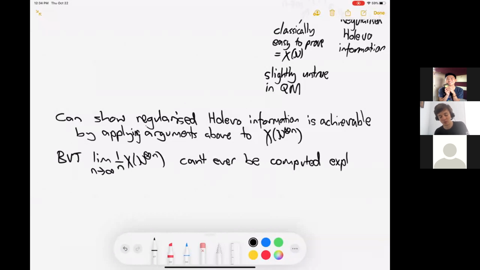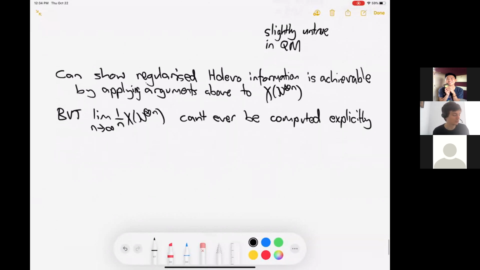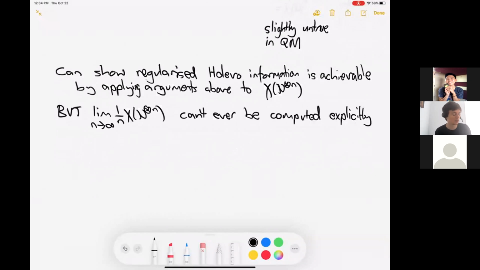So this made a lot of people very sad. And there's still some hope that there's some better thing that's equal to this that doesn't involve taking a limit of n. But I think at this point, most people have sort of given up on that. Okay. So yeah, I'm basically going to leave it here. Just some comments.